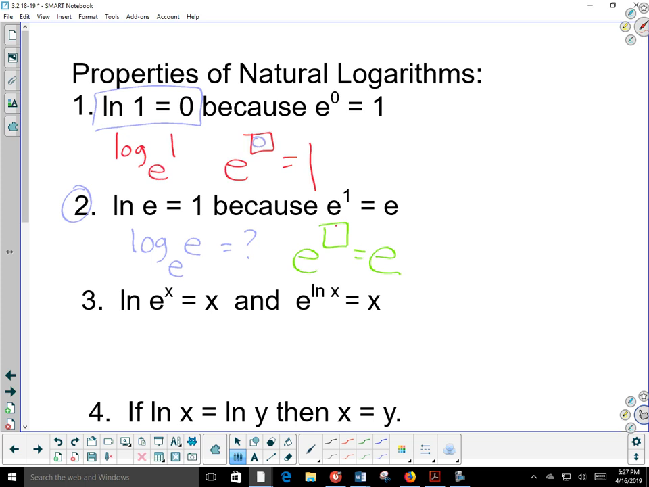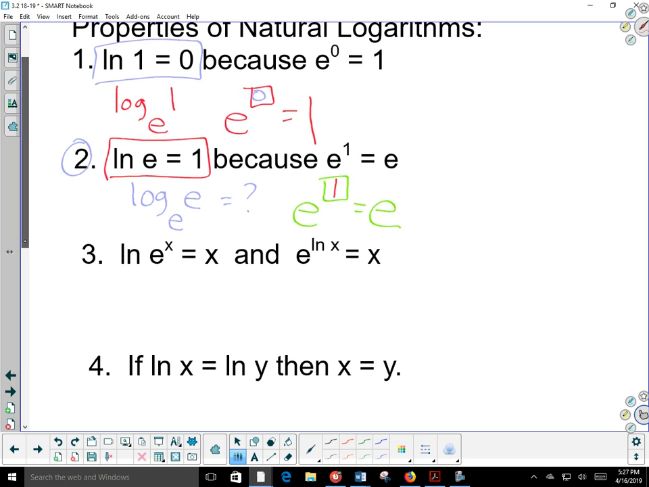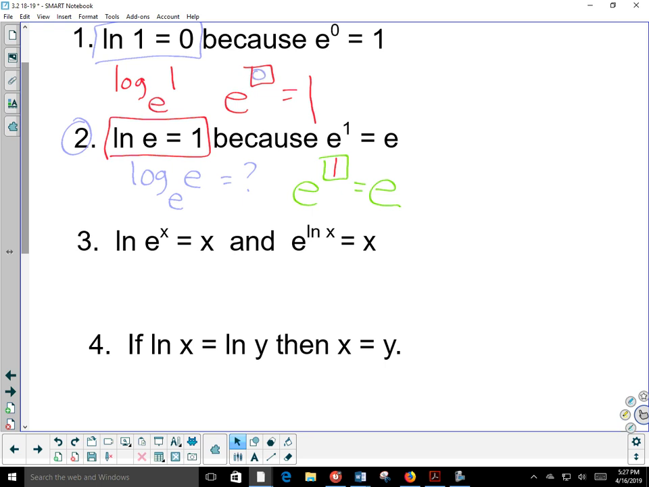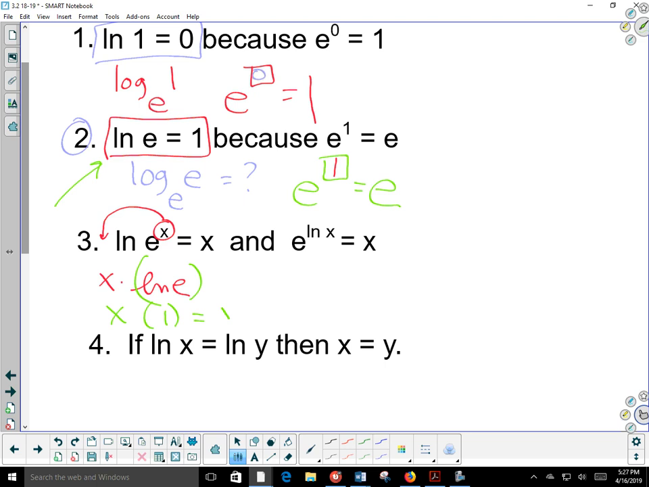And the answer would be e to the first power is equal to e, which is why anytime you see ln of e, it's always equal to 1. All right, and then we have this third property here that says ln of e to the x is equal to x. Remember, we talked about this, that exponent can come down in front, and that would be like x times ln of e. All right, but we just talked about ln of e. We know ln of e is equal to 1. So that's like x times 1, which is equal to x.